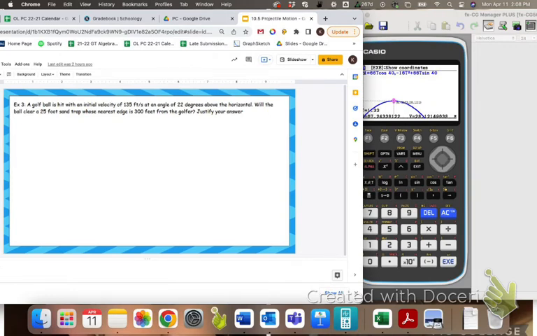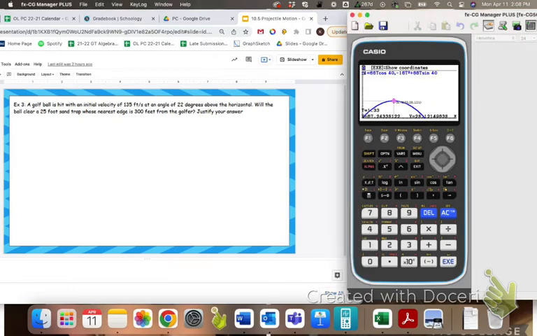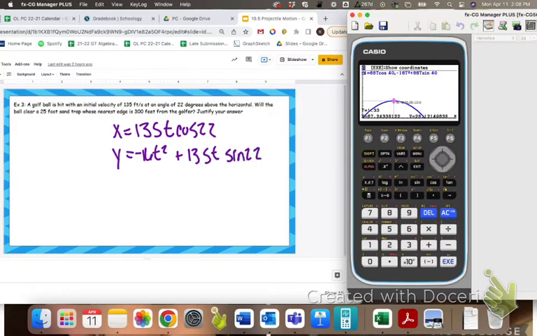Let's write the equations out. So a golf ball is hit with an initial velocity of 135 feet per second. So x equals 135t cosine 22. And y equals negative 16t squared, because we're talking about feet, plus 135t sine 22. And then again here it is off the ground, so we don't need to include any sort of additional height.